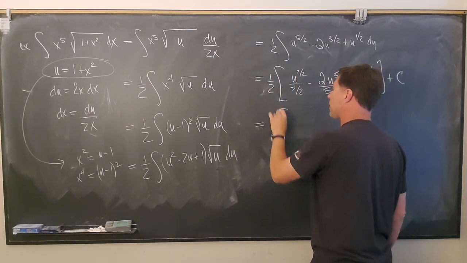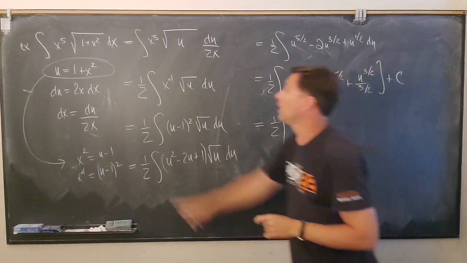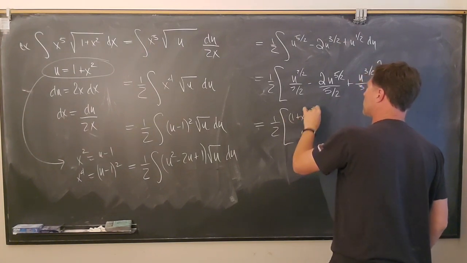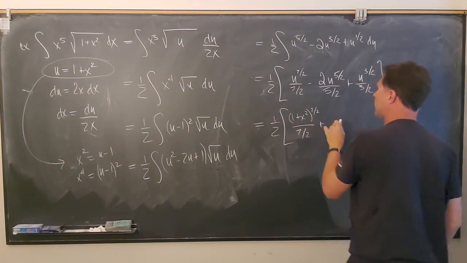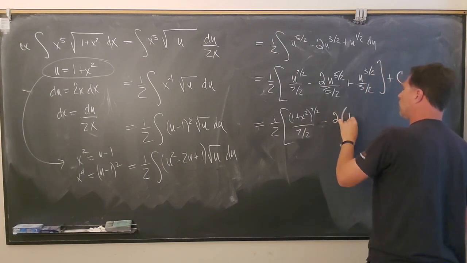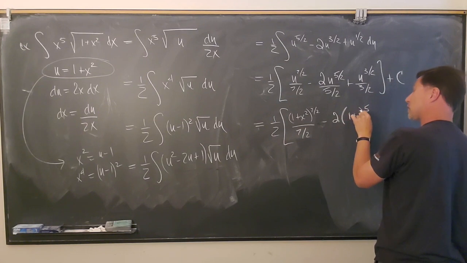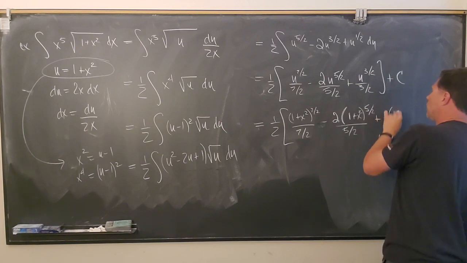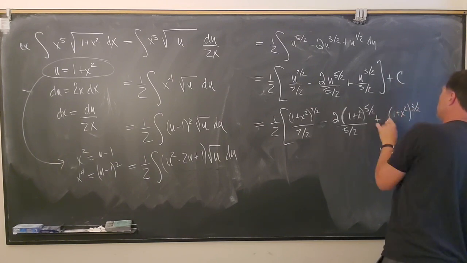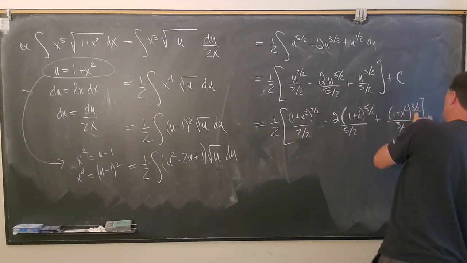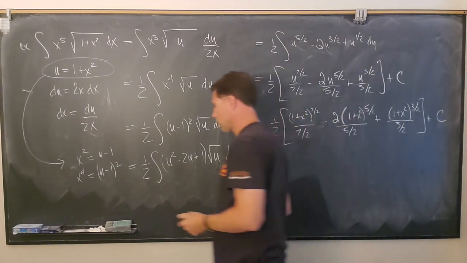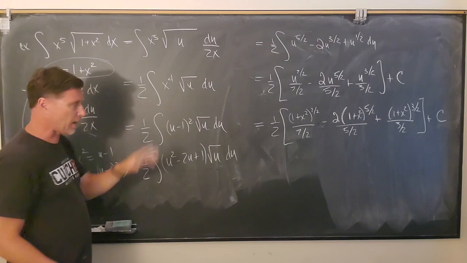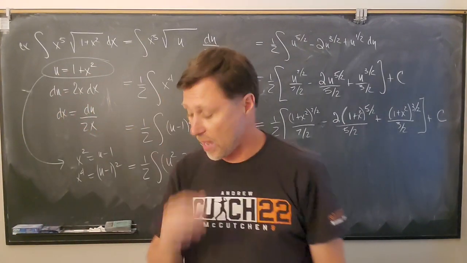And now final step, I need to get everything back in terms of x. So I'm going to take my u and substitute it in. So this will be 1 plus x squared to the 7/2 over 7/2 minus 2 times 1 plus x squared to the 5/2 over 5/2 plus 1 plus x squared to the 3/2 over 3/2 plus c. So the answer's not beautiful, and you could simplify this more if you want, but I'm happy with the answer just as it is. You don't have to simplify things any farther than that if you don't want to.